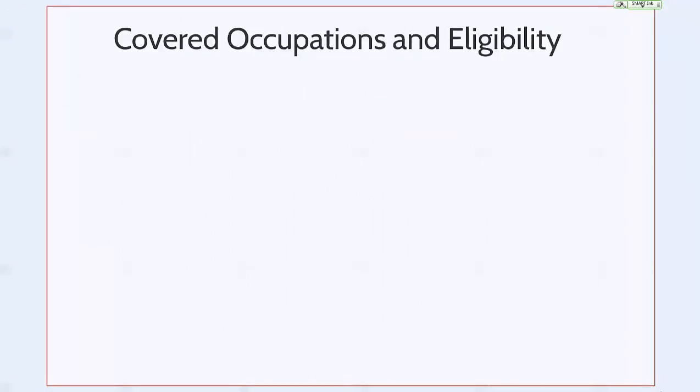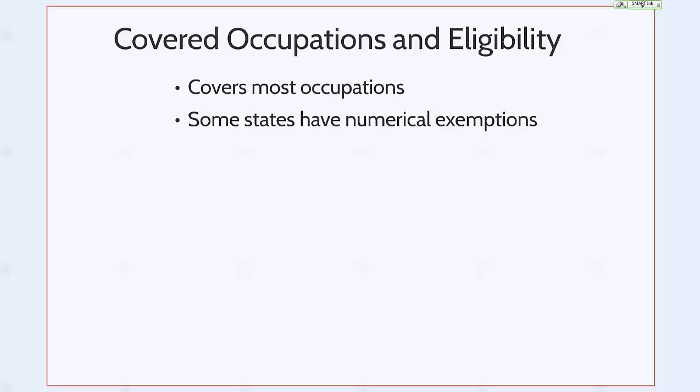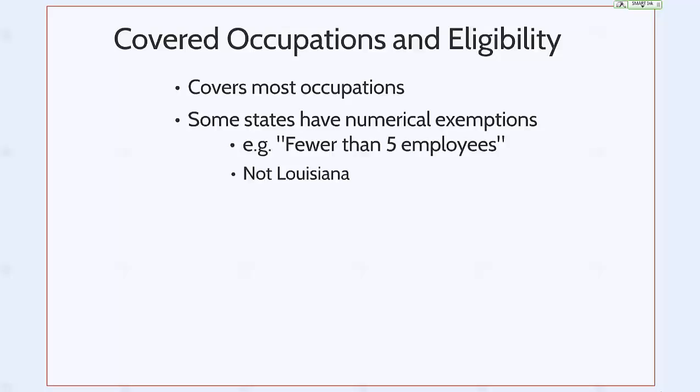Now let's look at covered occupations and eligibility. Workers' compensation covers most occupations. Some states do have numerical exemptions for employers, such as fewer than 5 employees. This is not the case in Louisiana. Even if you have 1 part-time employee, you are required to carry workers' compensation.